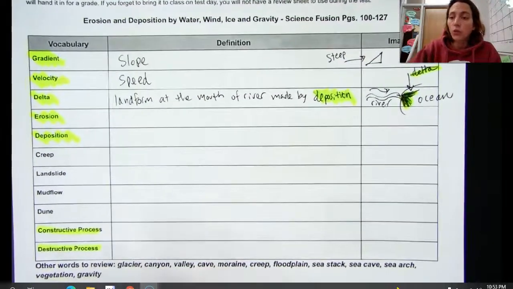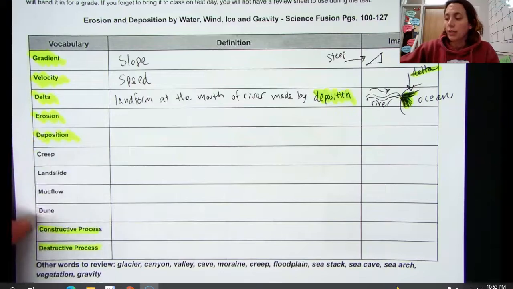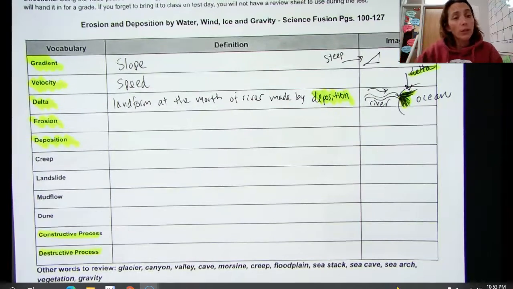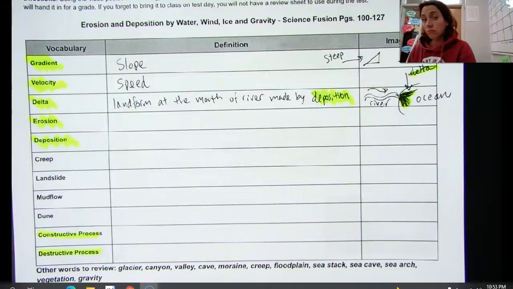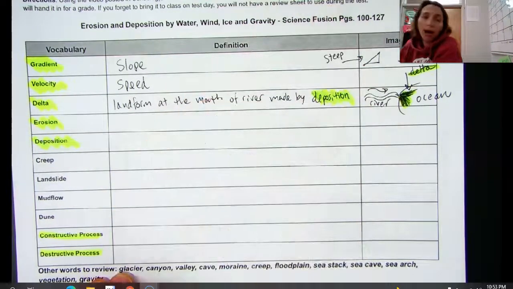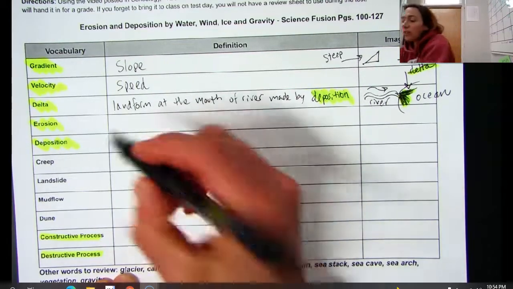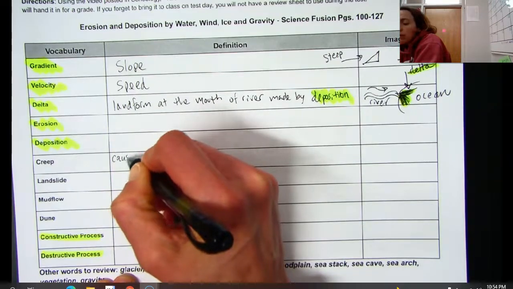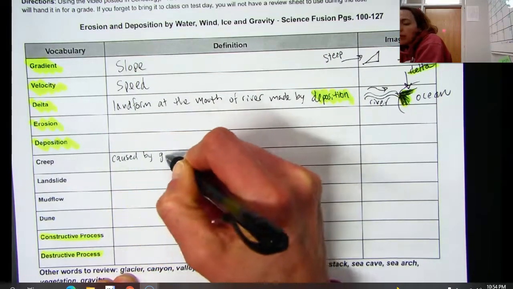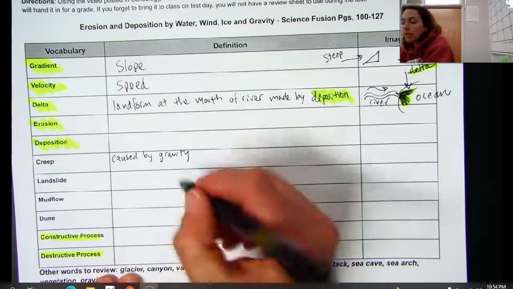All right. So creep, landslide, mudflow, and dune. These are going to be gravity or wind. I would look that up and determine which one it is. So let's fill it in real quick. How about creep? Is that caused by gravity, wind, water, or ice? If you said gravity, you're right. So maybe I'm going to put that in as a reminder. You may add some other stuff.